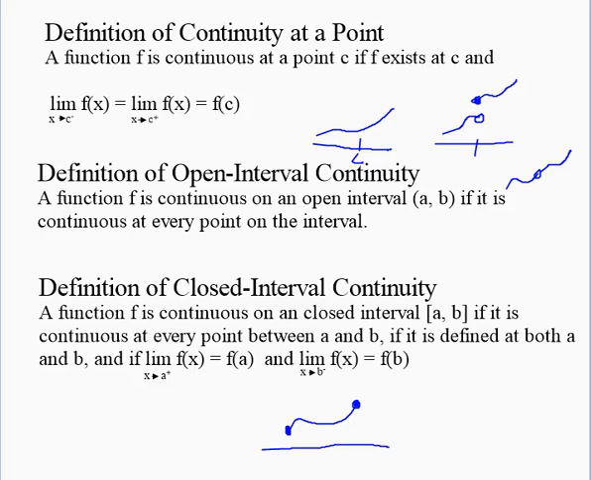So here's our A and B. In order for it to be continuous on this closed interval, continuous at all these points, and f of B has to equal the limit as x approaches B from the negative, and f of A has to equal the limit as x approaches A from the positive.